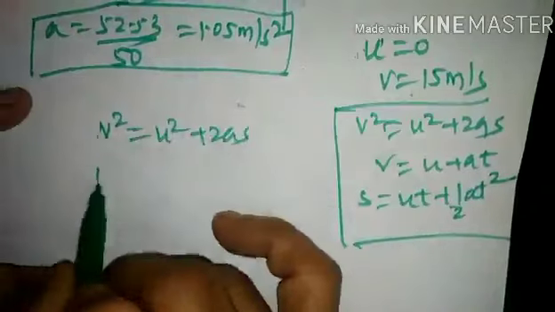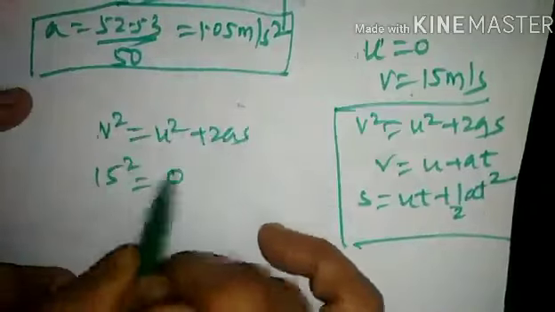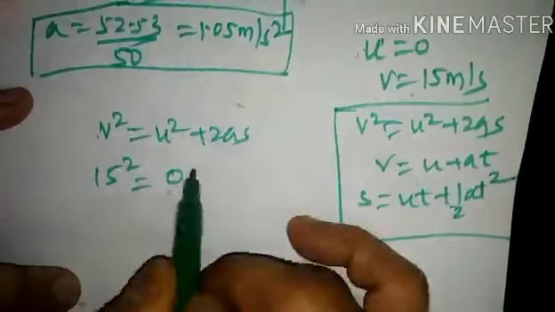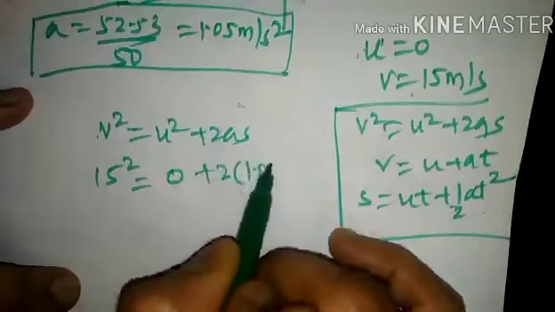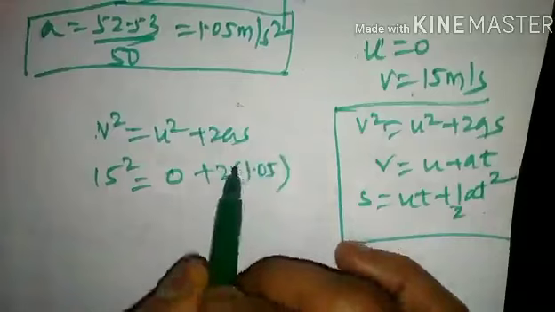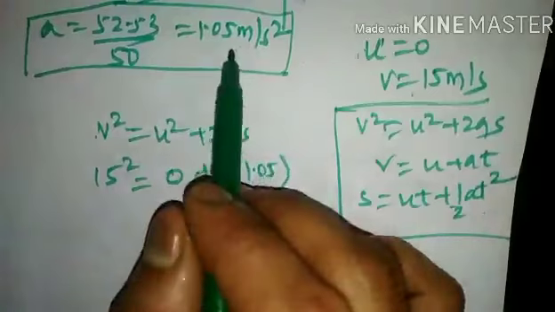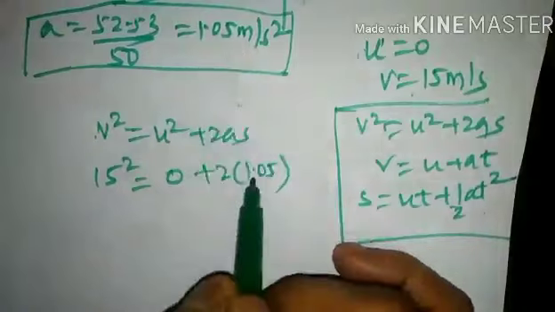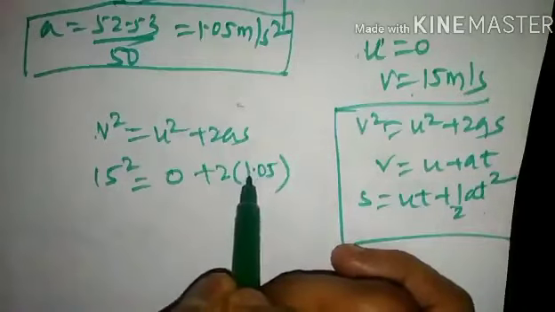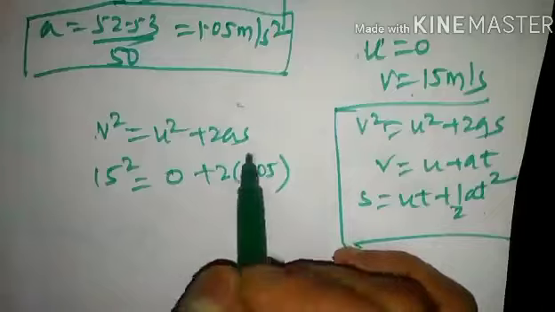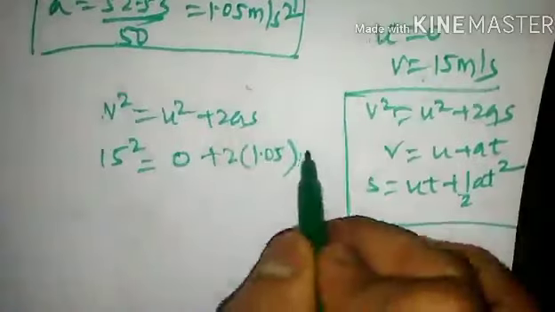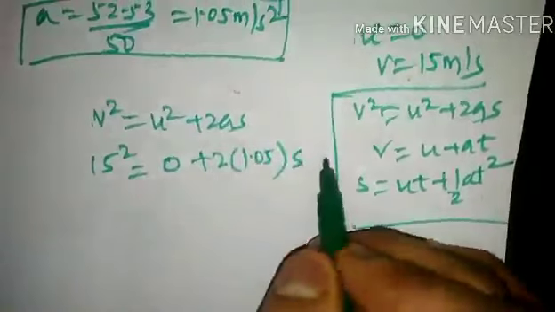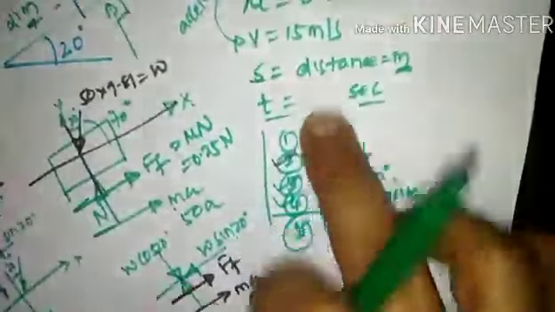So v square, 15 square, is equal to initial velocity 0 plus 2 into acceleration. Here acceleration shall be considered as positive because it is a case of acceleration, not retardation. If it had to be a case of retardation, you need to consider it as minus, or else you need to consider it as positive. And then s, the distance, we need to find out, that is nothing but the distance traveled, which will be calculated in terms of meters.